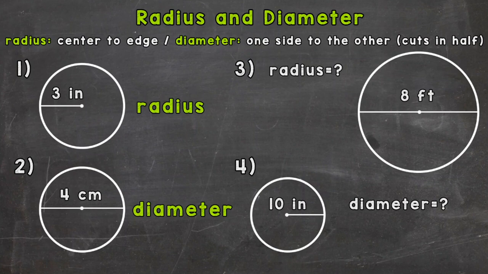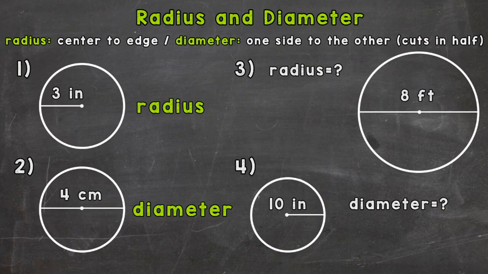In this video, we are going to be discussing circles and specifically radius and diameter. So as you can see, there are four numbers on your screen. Numbers 1 and 2, we're going to discuss what radius and diameter are. On the right, we're going to talk about how to find radius if we're given a diameter, or vice versa, how to find diameter if we're given a radius.